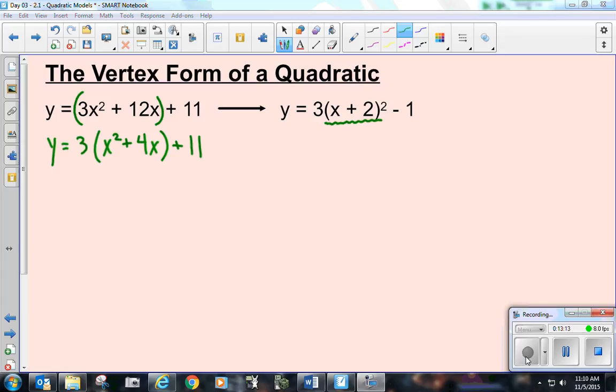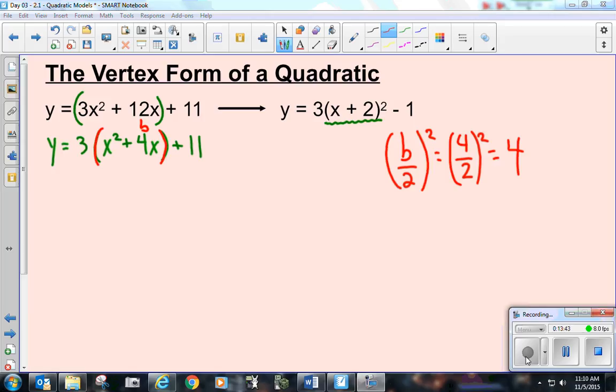Now, do you guys remember completing the square? How do I make this a perfect square? I've got to take my b value. The b value is the one in front of the x, right? I got to take my b value, cut it in half, and then square it. So if my b value is 4, and I cut that in half, and square it, what's 2 squared? So if I add 4 to this parenthesis, it will become a perfect square.